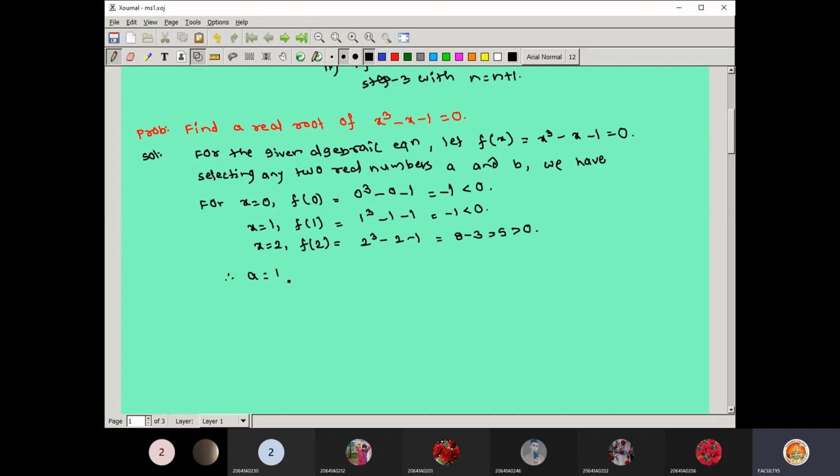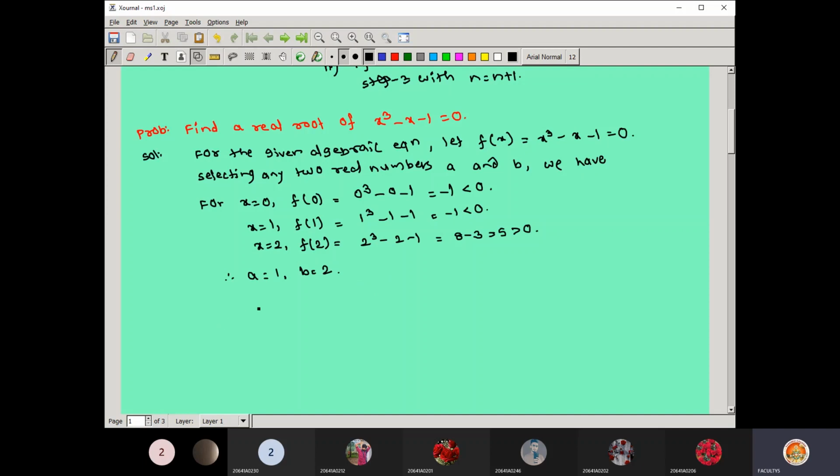For which x value do you get negative? It is 1. You should take the x value at which it occurs. Don't take the final answer. Similarly, b is where you get the positive value, and that x value is 2. So a equal to 1 and b equal to 2.